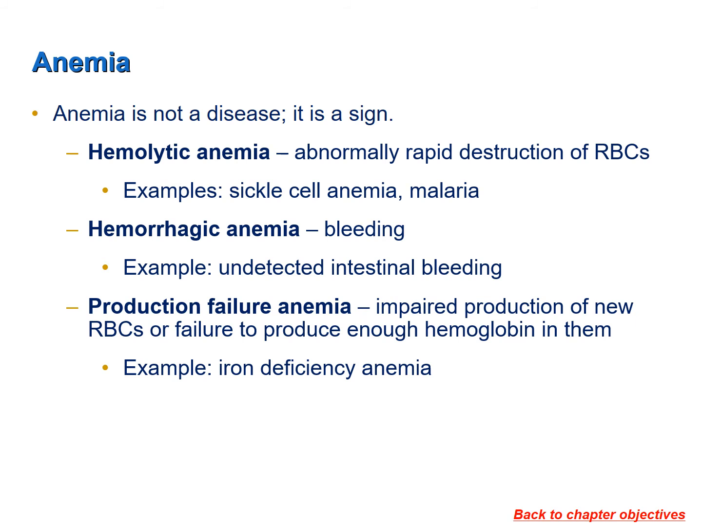Production failure anemia is impairment in the production of new red blood cells due to some raw material that is needed for the production of red blood cells. It could be a deficiency of iron. That's the more common cause of production failure anemia, although other deficiencies such as a deficiency in vitamin B12 or folic acid can also cause production failure anemia.